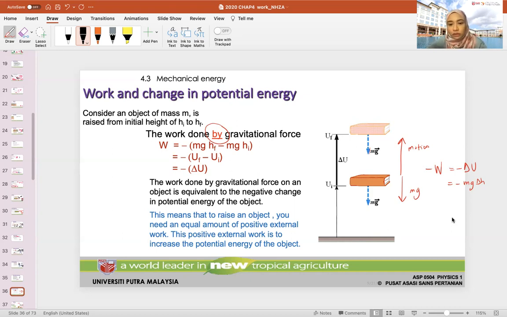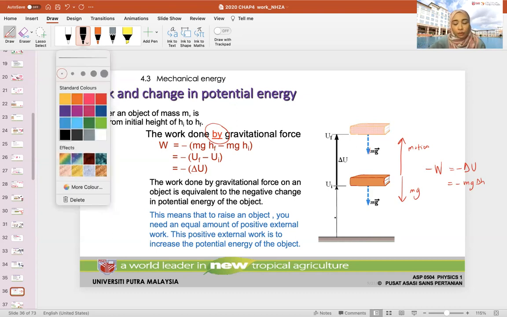But what if we wanted to talk about the work done by the gravitational force? Okay, work done by the gravitational force. Before we talk about that, let me recap what we have learned.